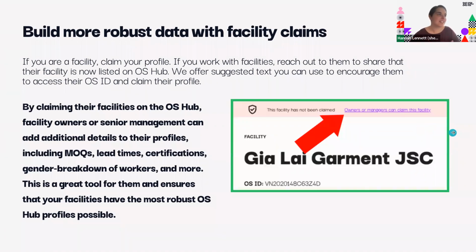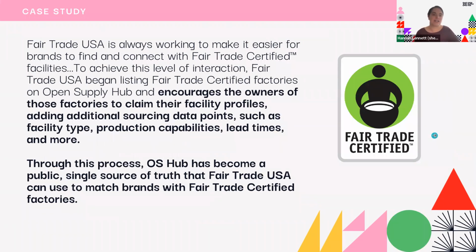And so here are a couple of examples of how that's benefited different organizations. Fairtrade USA, in uploading their Fairtrade certified facilities, is really looking for a way to help brands find Fairtrade certified facilities that they might want to source from. And so Fairtrade USA is encouraging all of their certified facilities to claim their profiles.